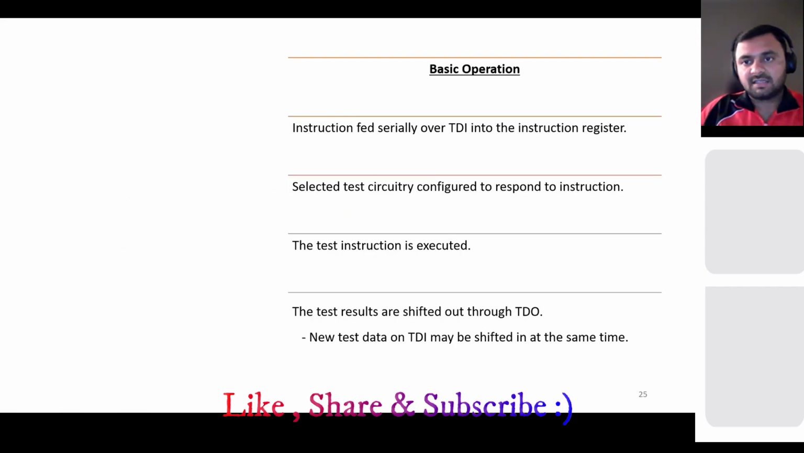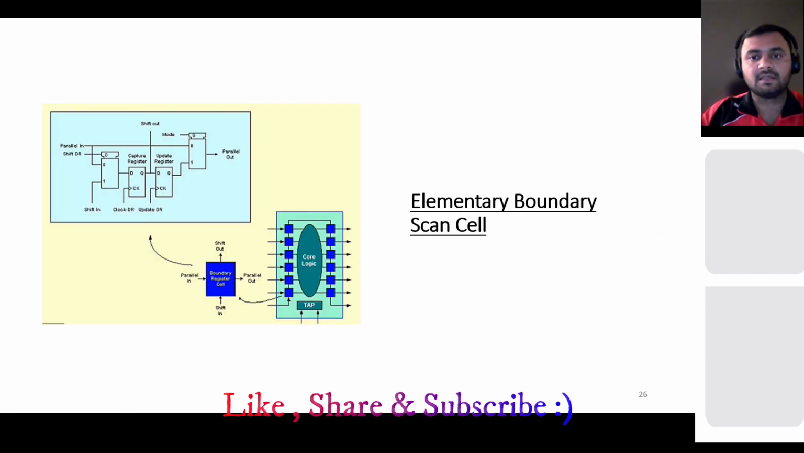So as I told, this I already discussed, instructions are fed serially through TDI into the instruction register, and then the circuit is configured based on that instruction, then the test instruction is executed and then shifted out through TDO. And once you are shifting out, you can immediately shift in the next data through TDI. So this is the basic fundamental operation.